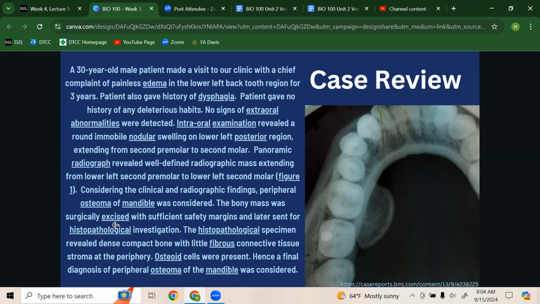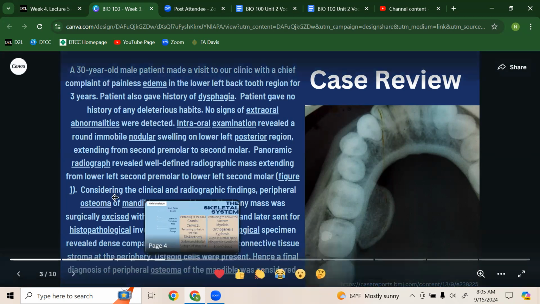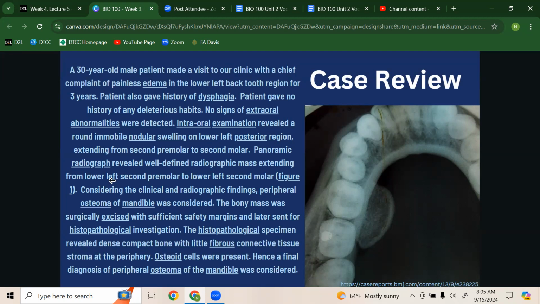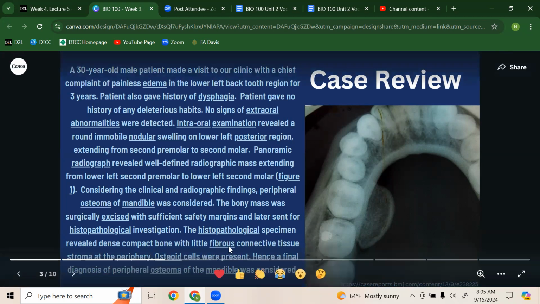The histopathological specimen revealed dense, compact bone with little fibrous. FIBR is our root for fiber, and OUS is just, again, pertaining to or state. So fibrous, it just is fiber. It has a lot of fibers in it. Fibrous connective tissue stroma at the periphery.